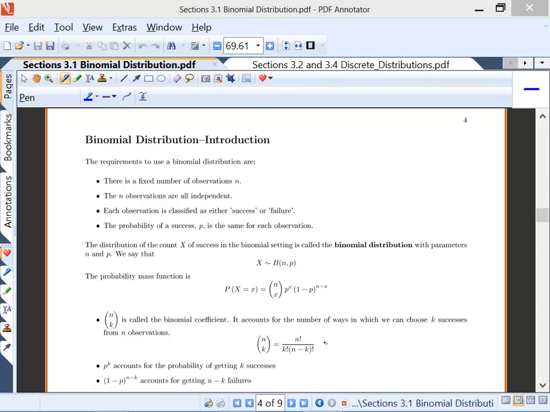It looks like I changed all my x's to k's. I apologize. Okay, so n choose k is n factorial over k factorial times n minus k factorial. p to the k accounts for our probability of getting k successes, and 1 minus p to the n minus k accounts for getting our n minus k failures.